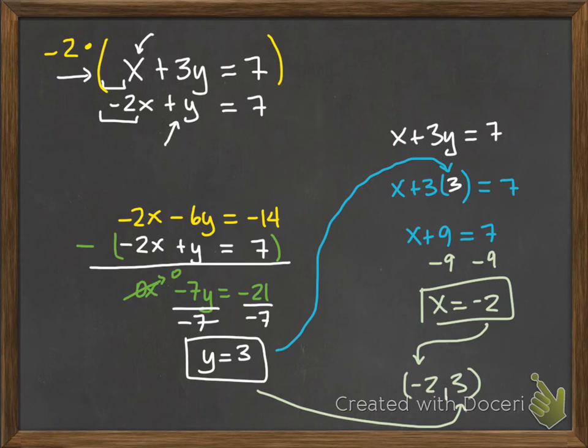So that's elimination. We're going to do some practice on that. But basically what you're doing is you're multiplying by something, then you're adding or subtracting these equations from each other so that you can get rid of one of the variables and solve for the other one. Then once you have that, you plug it back in and you're done.